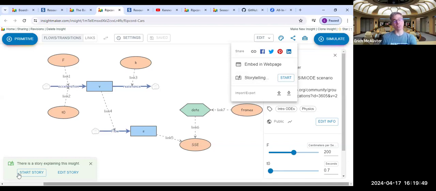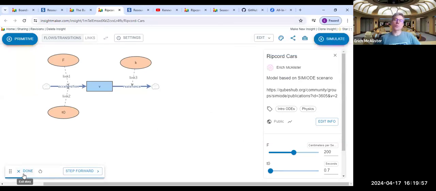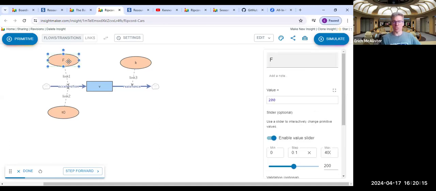So I'm just going to say, start this story. So here's the story as we go. This is our model. We've got an acceleration and a resistance. The acceleration, this F, is the normalized force in the sense that we divide out by the mass of the little car, so that it really is just an acceleration. The value that I gave it initially was 200, just based on kind of figuring stuff out.